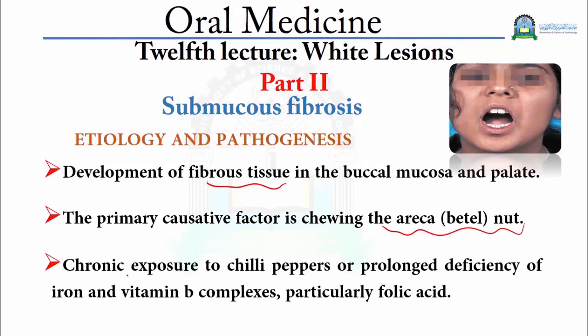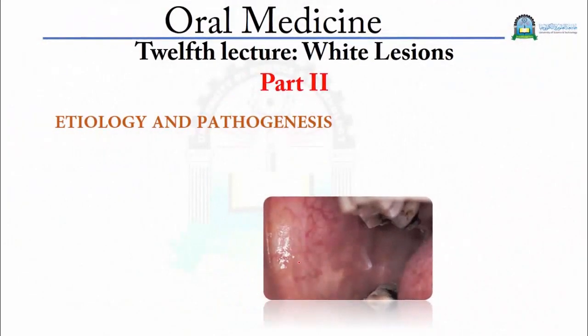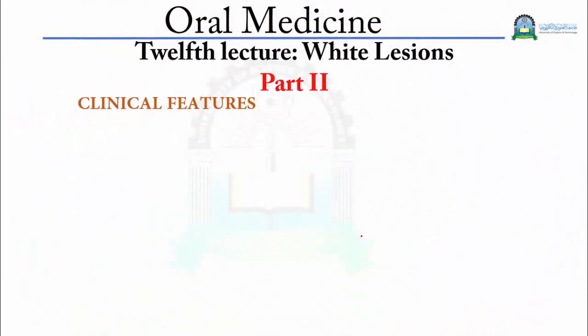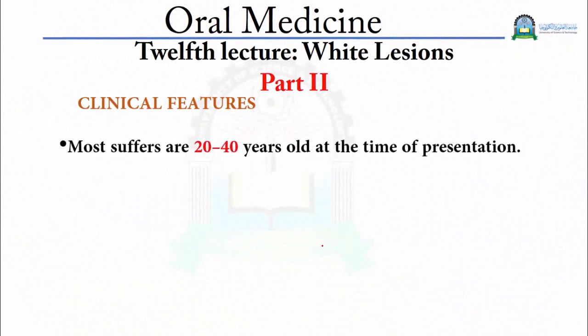Chronic exposure to chili peppers and prolonged deficiency of iron and vitamin B complex, particularly folic acid, are also etiological factors for development of oral submucous fibrosis. In addition, excessive production and insufficient degradation of collagen by fibroblasts lead to development of oral submucous fibrosis. Clinically, most sufferers present at the age of 20 to 40 years old.